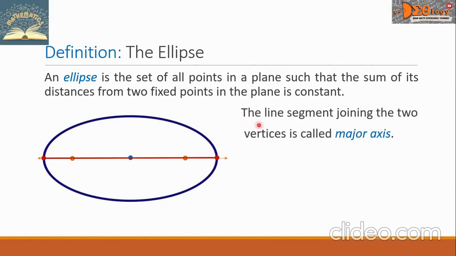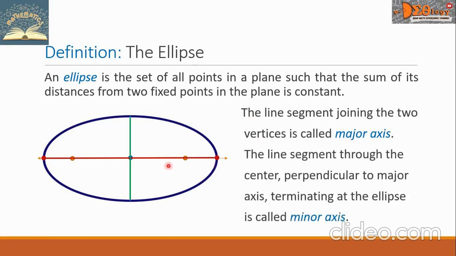The line segment joining the 2 vertices is called the major axis. This line segment in red is the major axis. The line segment through the center, perpendicular to the major axis, terminating at the ellipse, is called the minor axis. This line segment in green is the minor axis.